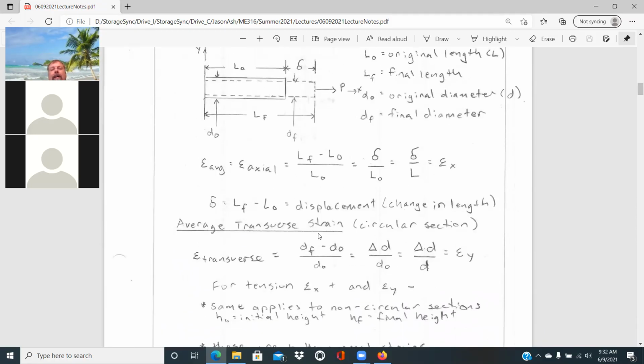And remember, the final diameter is smaller than the original diameter. And so that's going to cause delta D to be negative when you apply an axial loaded tension. So you'd have a positive axial strain and then a negative transverse strain. And so I have that note there. For tension, strain in the X is positive and strain in the Y would tend to be negative. That's really for most common materials that would exhibit that type of behavior.